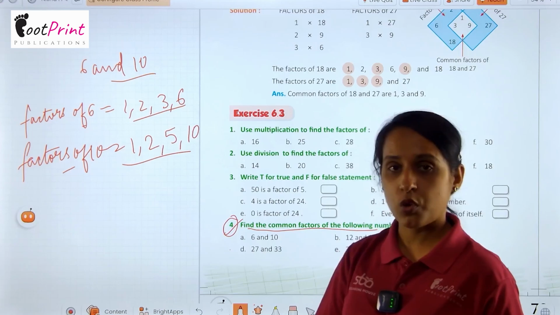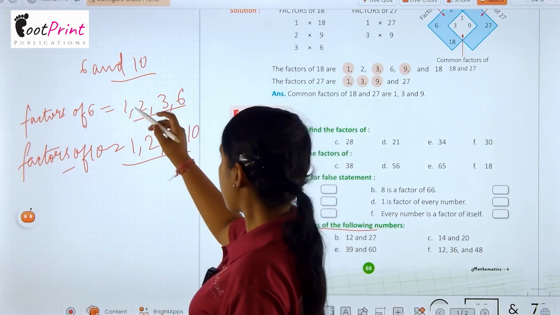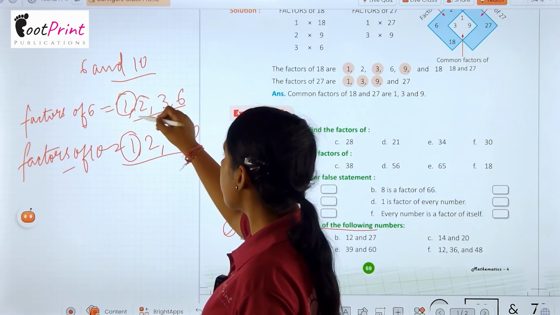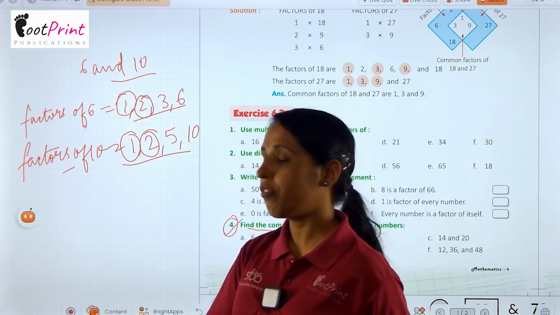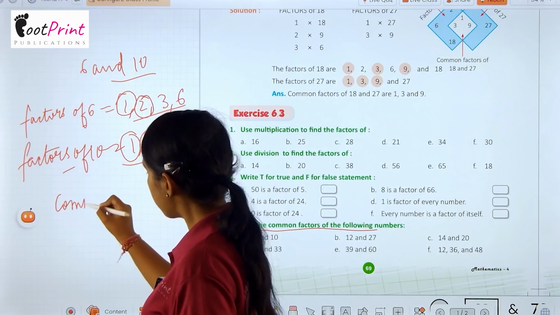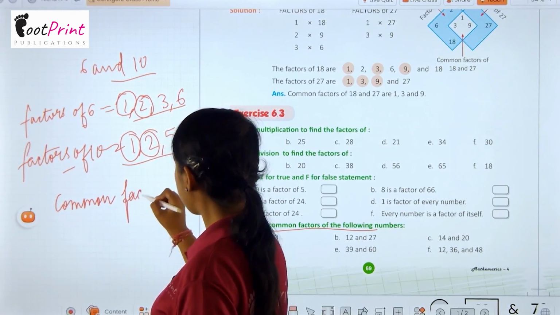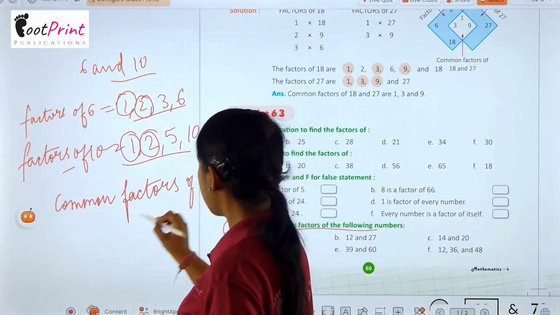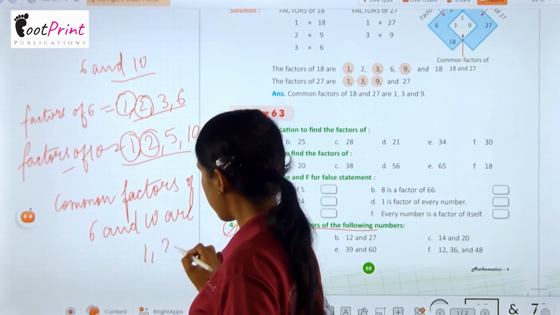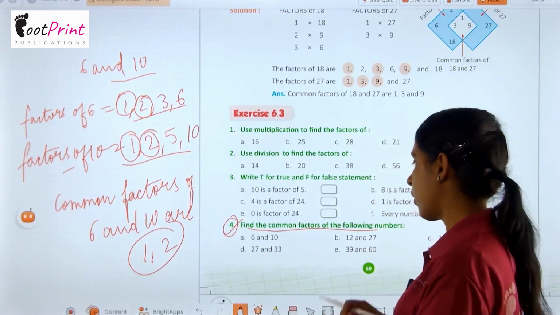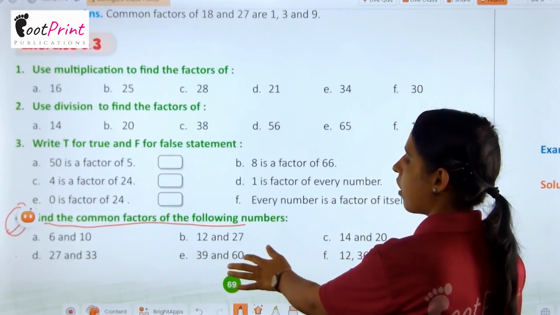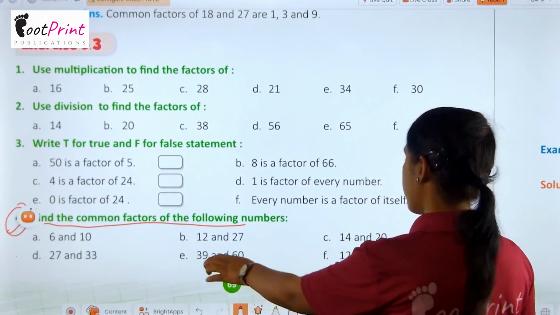Now we have to find out the common factors in both of them. So 1 is here and 1 is also a factor of 10. And 2 is a factor of 6 and 2 is a factor of 10 also. So there are two common numbers. So the common factors of 6 and 10 are 1 and 2. We can write it like that. Okay. So one question I have solved for you. The other options you have to fill by yourself.